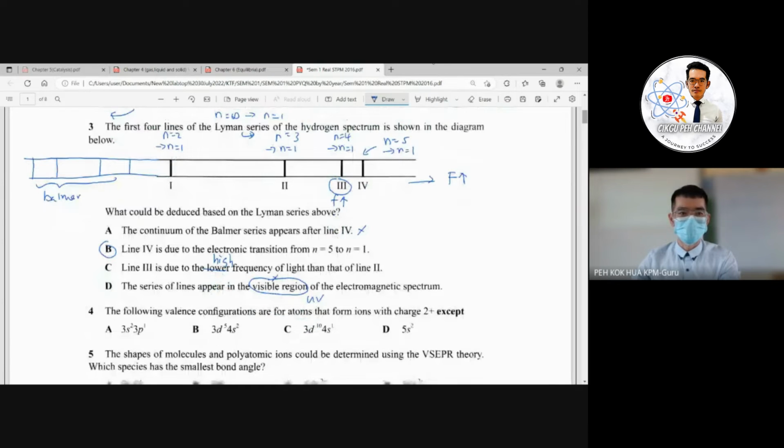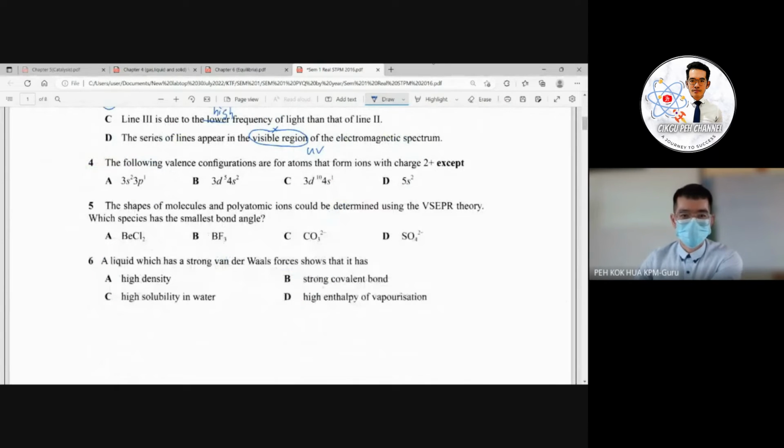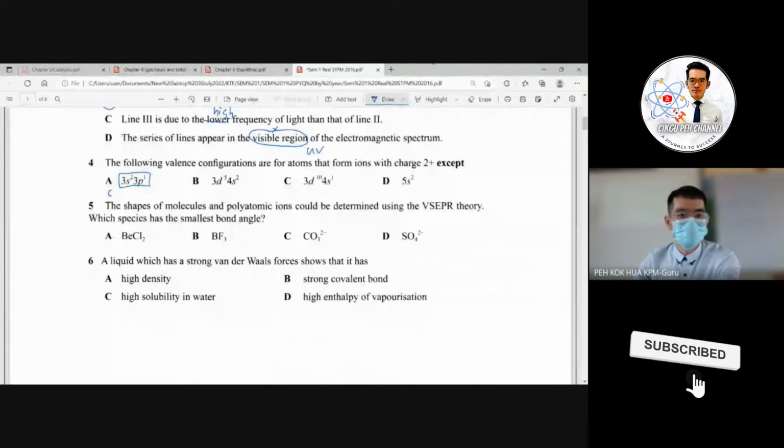Okay, so we go for question number 4. The following valence configurations are for atoms that form an ion with charge 2 positive, except which one? Okay, so for A, you can see we have the s2p1, so that means this one will be from group 13. So group 13 will form a positive 3 ion, right?